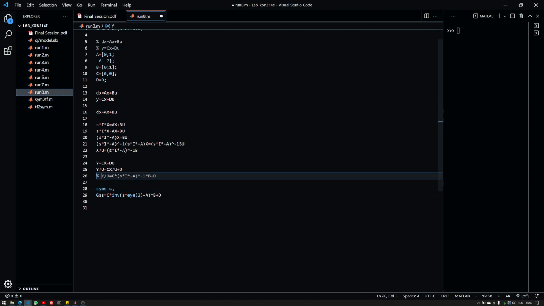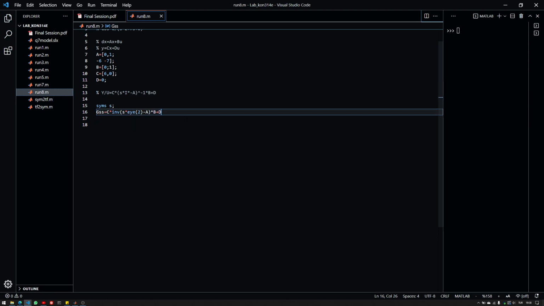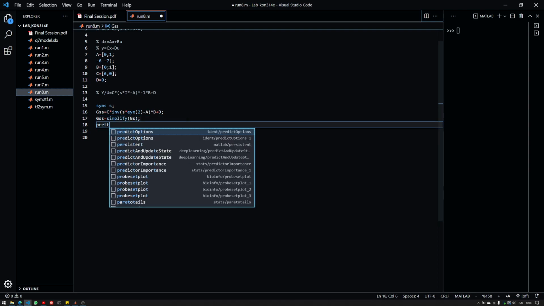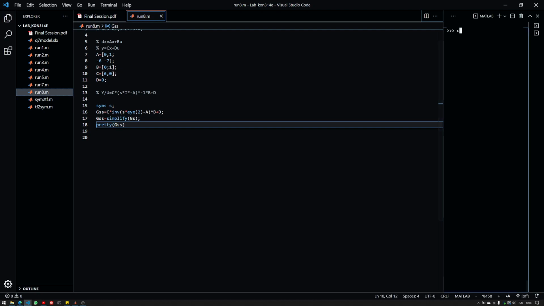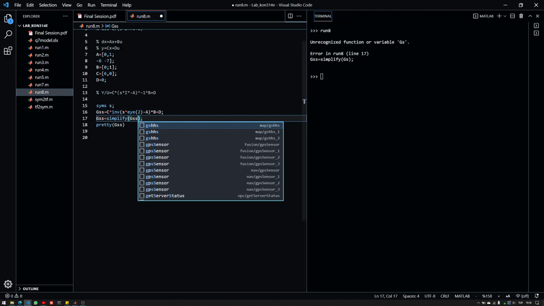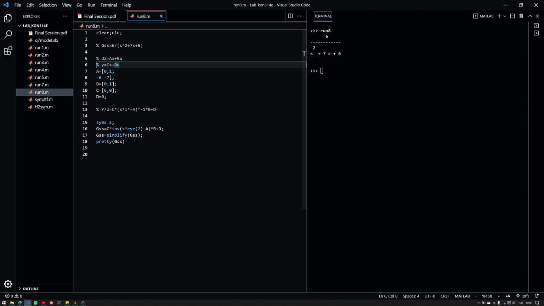So let's leave this one and get rid of all the other stuff here. Maybe we should use simplify on this and then pretty. Of course. There we go. We started with 6 divided by s squared plus 7s plus 6. We converted it into state space, and then we converted back to the transfer function that we started with.